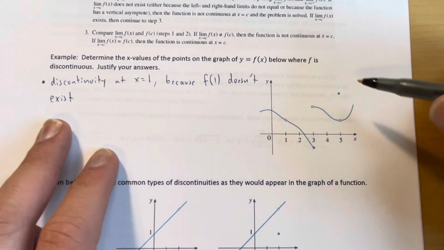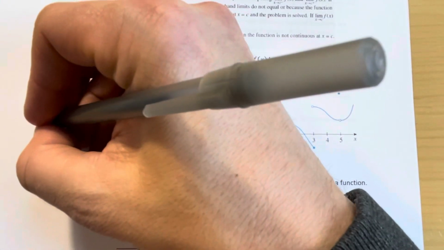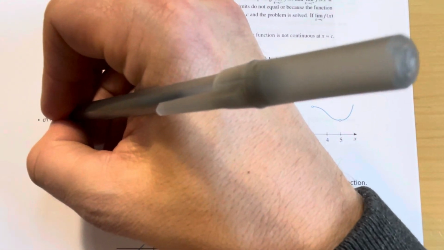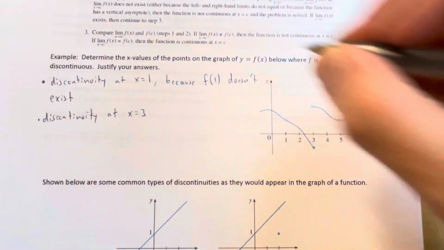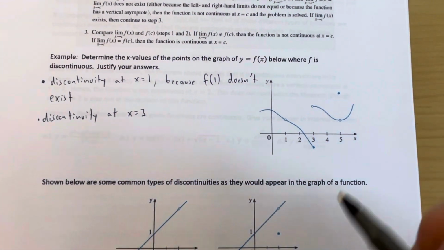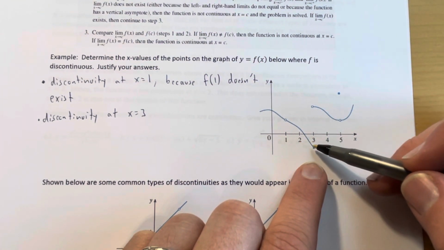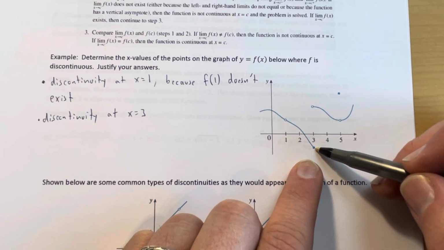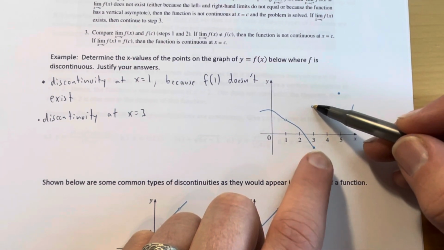Okay. Next up, I have a break in my graph right here at x equals 3. So I can say that there is a discontinuity at x equals 3. And why is that one a discontinuity? What's my justification? Well, as you can see, if we approach 3 from the left, I get one value all the way down here. If we approach 3 from the right, I get a different value way up here.